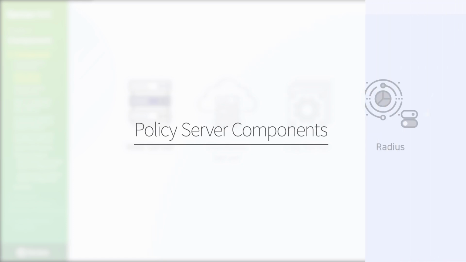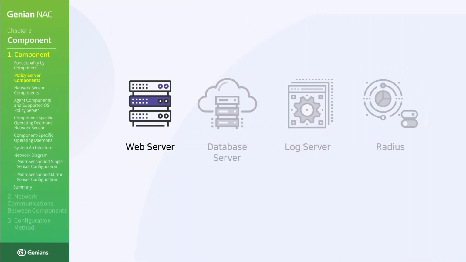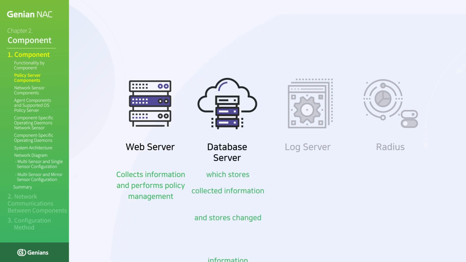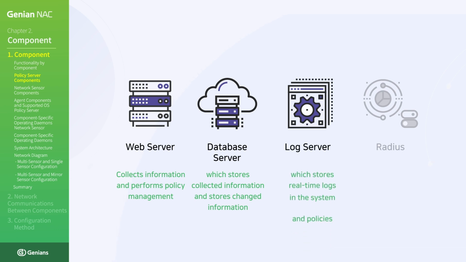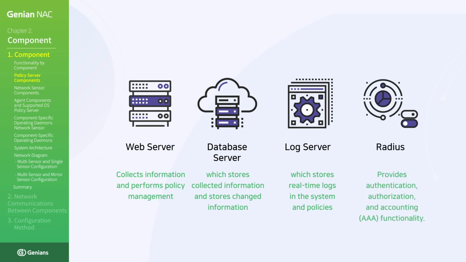The policy server consists of 4 key components. 1. Web server collects information and performs policy management. 2. Database server, which stores collected information and stores changed information. 3. Log server, which stores real-time logs in the system and policies. 4. Radius server provides authentication, authorization, and accounting functionality.